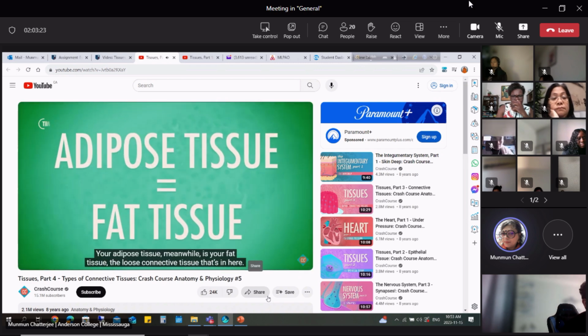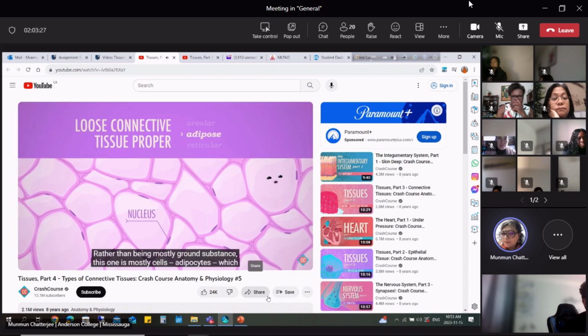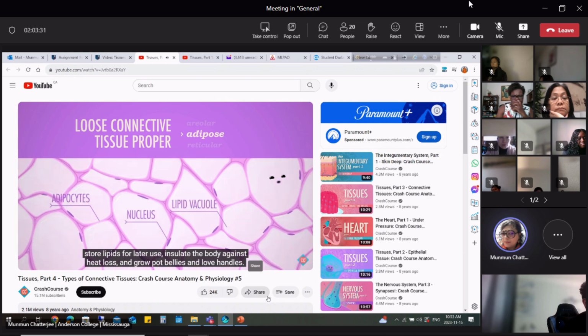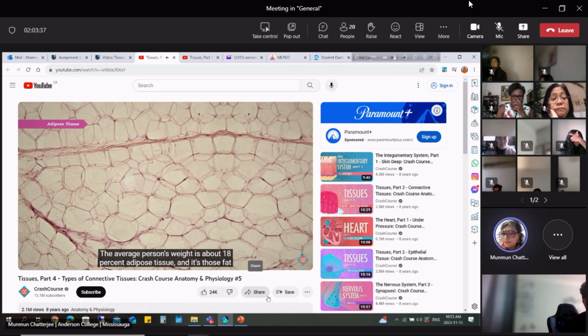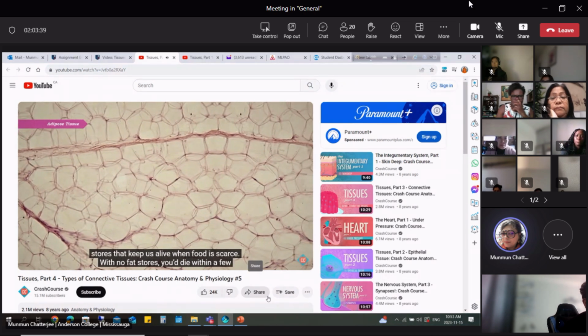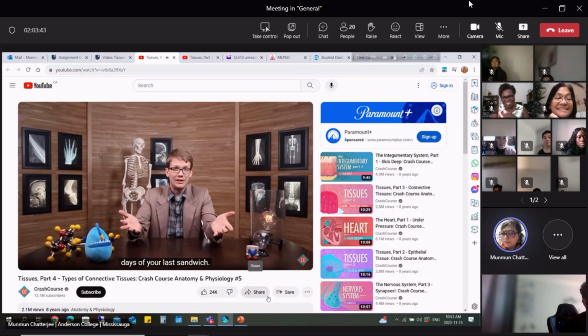Your adipose tissue, meanwhile, is your fat tissue, the loose connective tissue that's in here. Rather than being mostly ground substance, this one is mostly cells, adipocytes, which store lipids for later use, insulate the body against heat loss, and grow pot bellies and love handles. The average person's weight is about 18% adipose tissue, and it's those fat stores that keep us alive when food is scarce. With no fat stores, you'd die within a few days of your last sandwich.